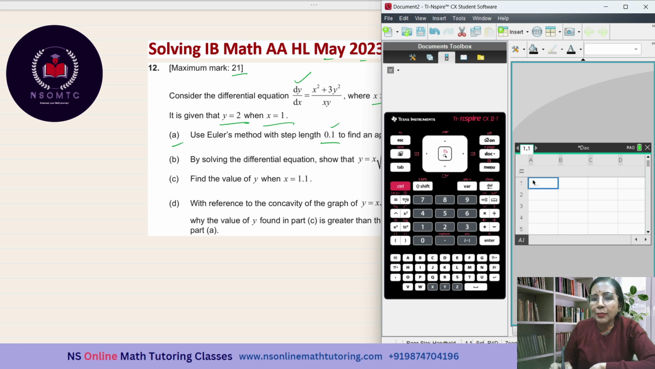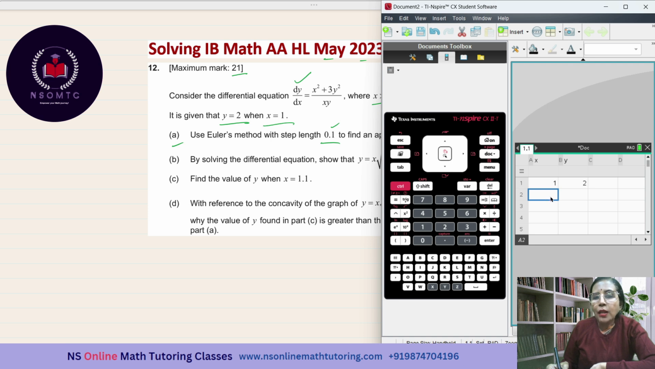I go to add lists and spreadsheet, and I can name this as x and this as y. It is not essential, but you may name the columns, because the A column will be containing all the x values and the B column will be containing all the y values. Next, in the first row, we will be writing the initial given values of x and y. The given value of x is 1, so I'll be writing 1 over here, and I'll be moving to this cell. This is the given value of y when x equal to 1, which is equal to 2.